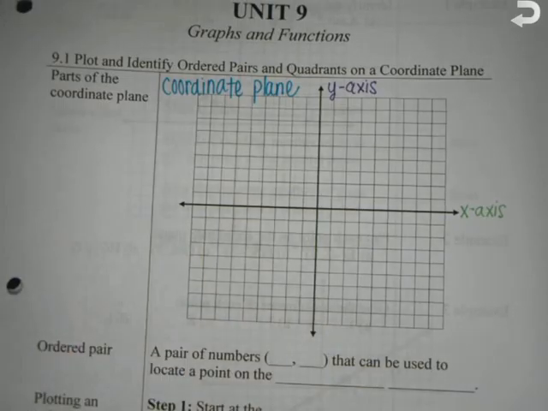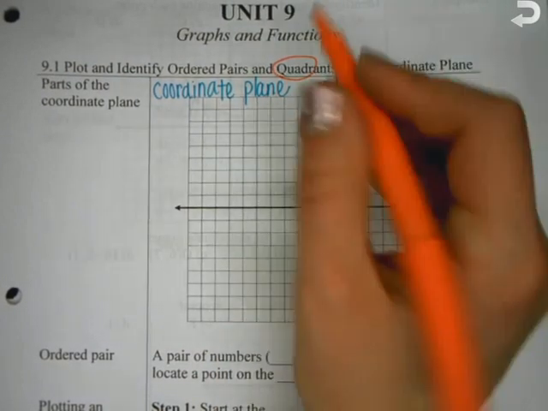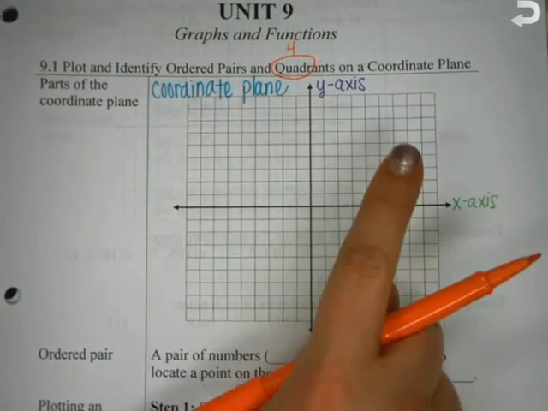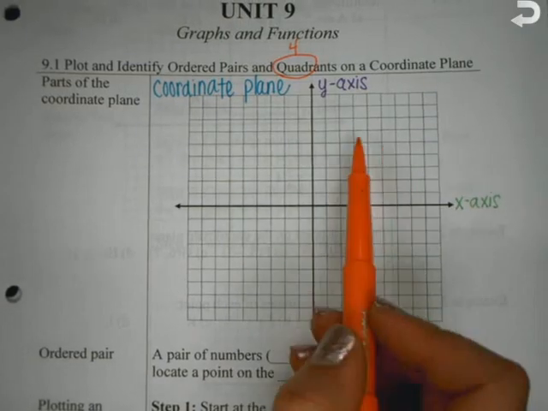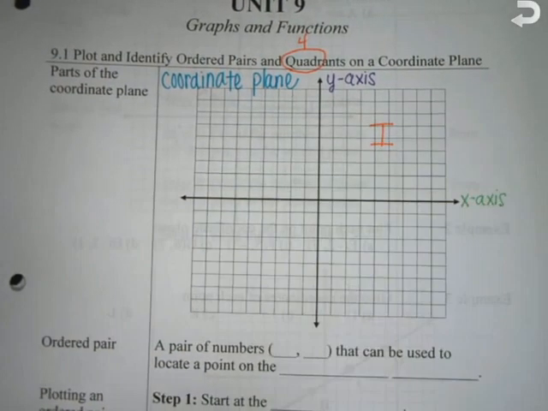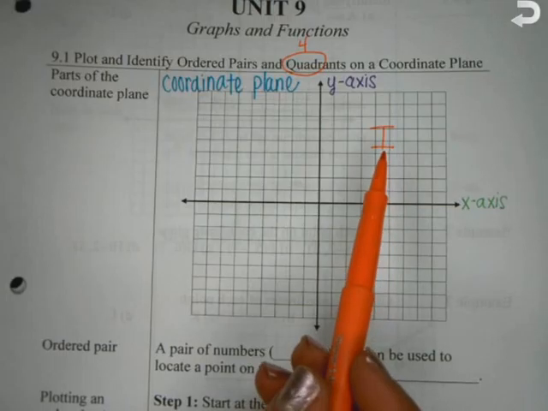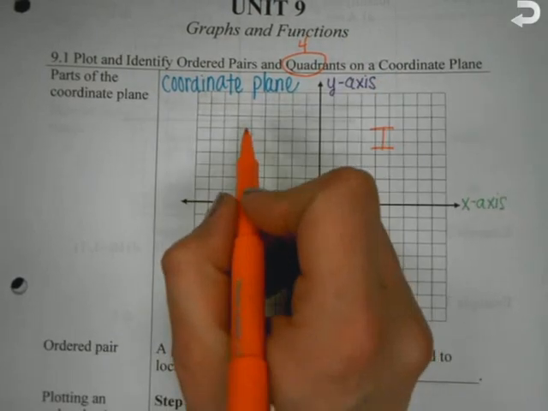We also have what are called quadrants. Can somebody tell me, what does the word quad mean? 4. How many quadrants are there? 4. Now, we always label quadrants using Roman numerals, so you need to use Roman numerals for these. And we go counterclockwise starting in the upper right-hand corner. So this is quadrant 1. Counterclockwise means we're going the opposite way that the clock goes, so we're going to the left. So this is quadrant 2.